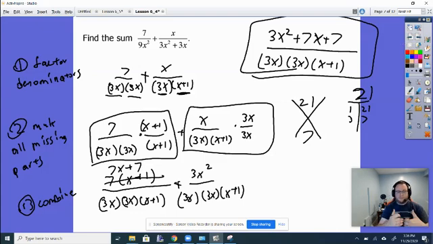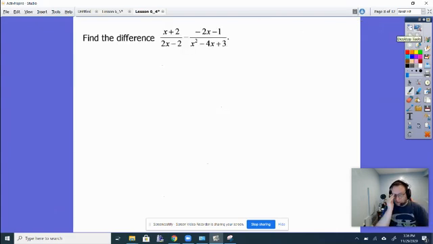Okay, so factor those denominators, multiply by the missing parts, combine, and then check and see if you can factor and cancel. Okay, subtraction is no different.